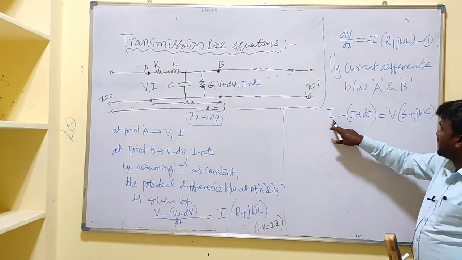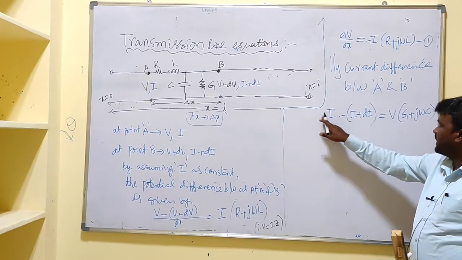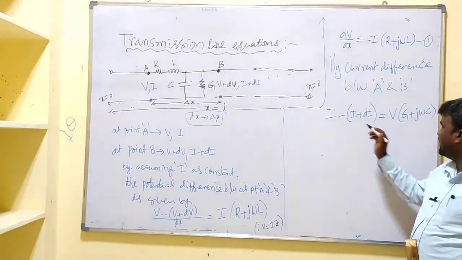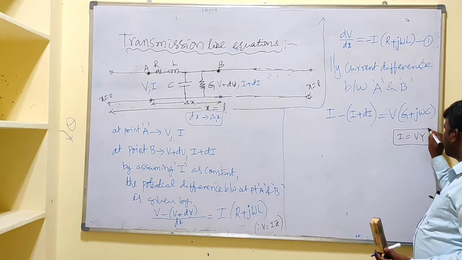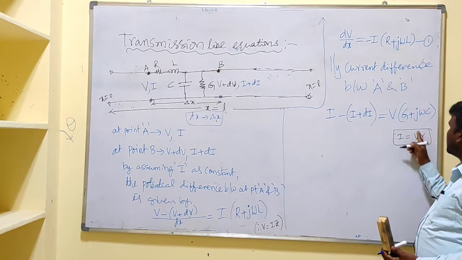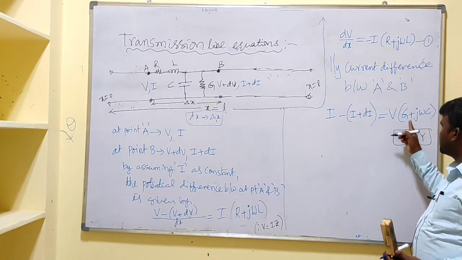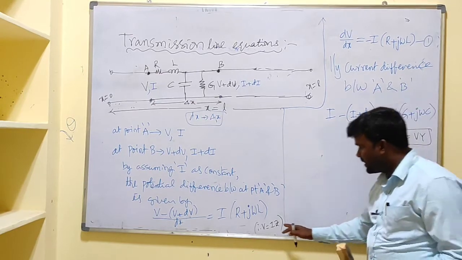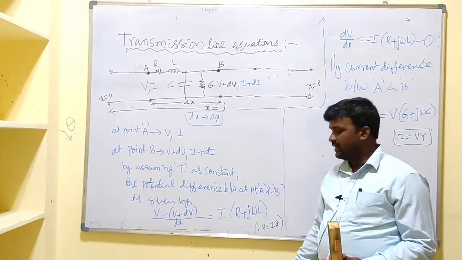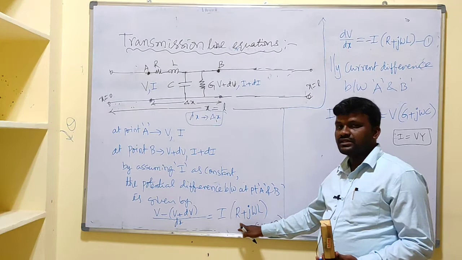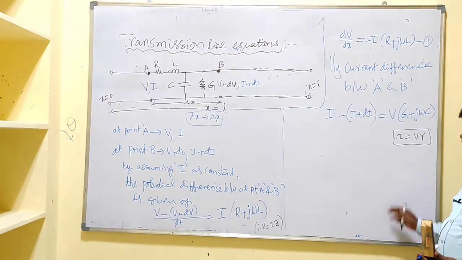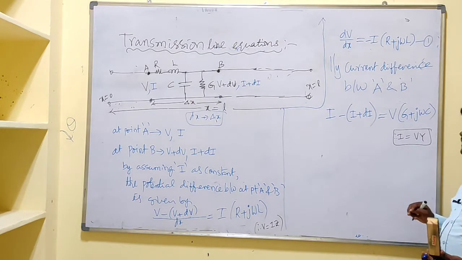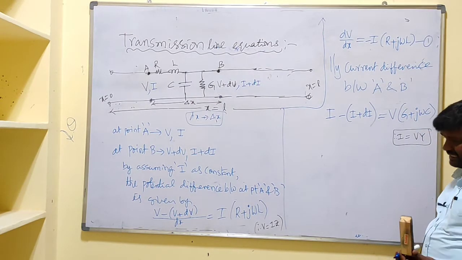And we need to write an expression for I on the left hand side. I can be written as V into Y, that is admittance, since I equal to V into Y, where Y is G plus J omega C. And Z is R plus J omega L, the series impedance. Whereas the shunt admittance, or parallel admittance, is Y equal to G plus J omega C.